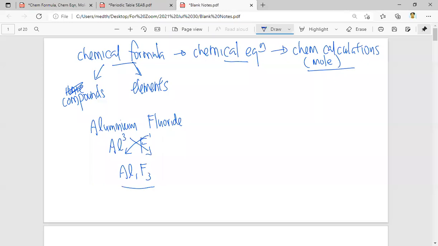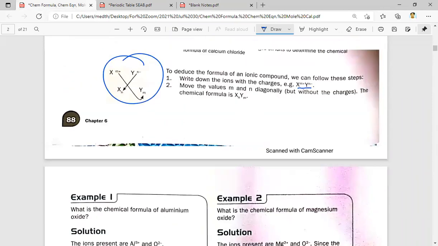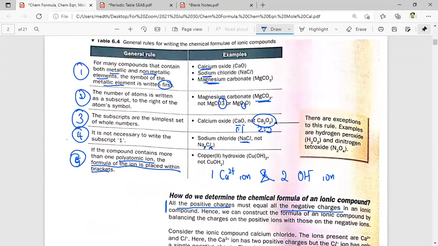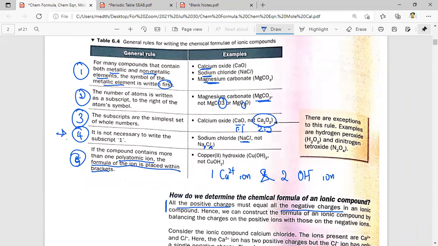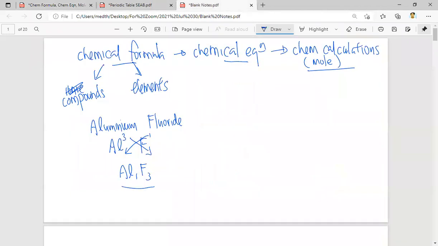But some of you must be thinking, I thought you said previously that we will never write 1 in chemistry. Where did you hear that from? Yeah, from me. But if you go back to the things that I went through just now, what do you realize? Rule number 4 says it is not necessary to write the subscript 1. So coming back here, this is a subscript 1. So actually I can cancel it out. What I'm going to get is AlF3. This is how you get the chemical formula for compounds. Really use the bonding number, cross them over, then you will get the chemical formula.